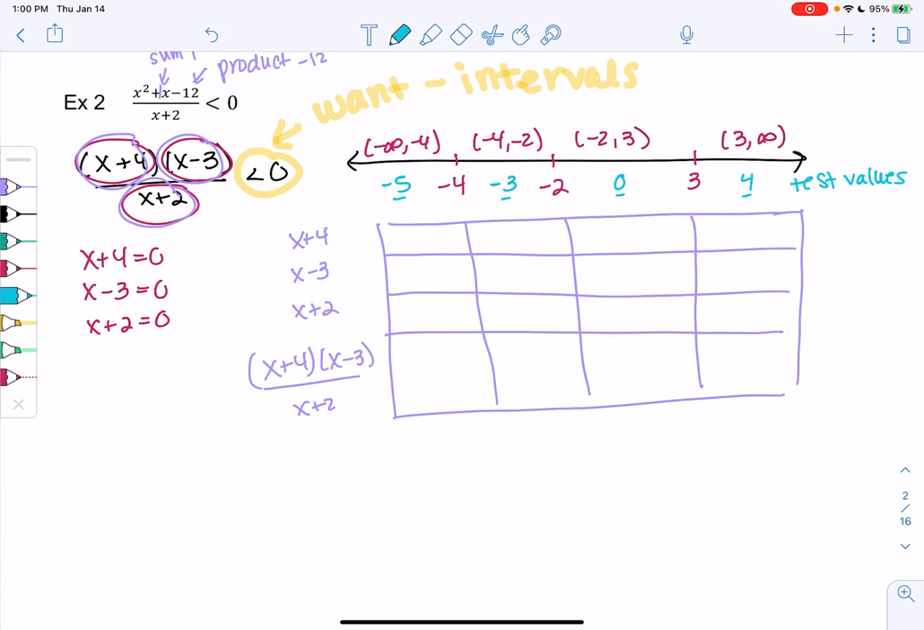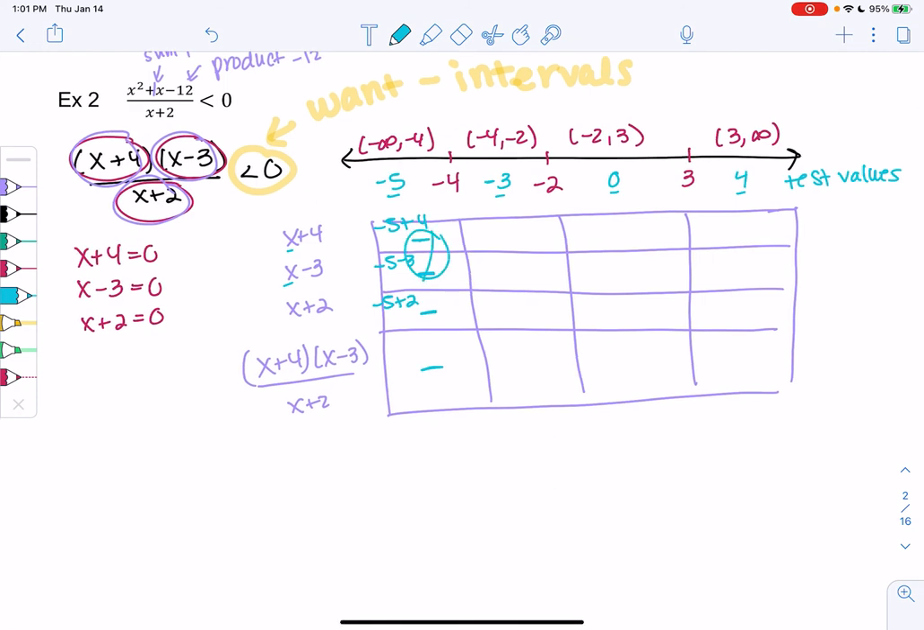So go ahead and test. If you feel like you're catching on, go for it. Otherwise, do it with me. And again, we only care about the sign, not the number. So let's start with negative five. So we'll do negative five plus four. That gives me a negative for negative one. I don't care about the number. Negative five minus three, I'm just plugging in for x, is a negative eight, so negative. And then negative five plus two is also negative. And then three negatives is a negative, right? Two of them cancel out, and then we have one left over, basically.